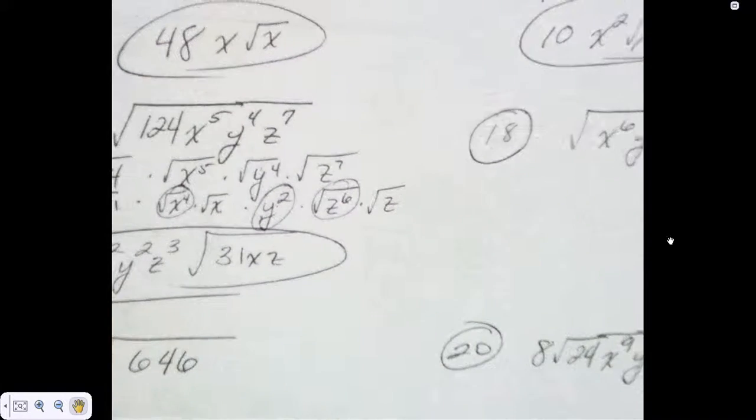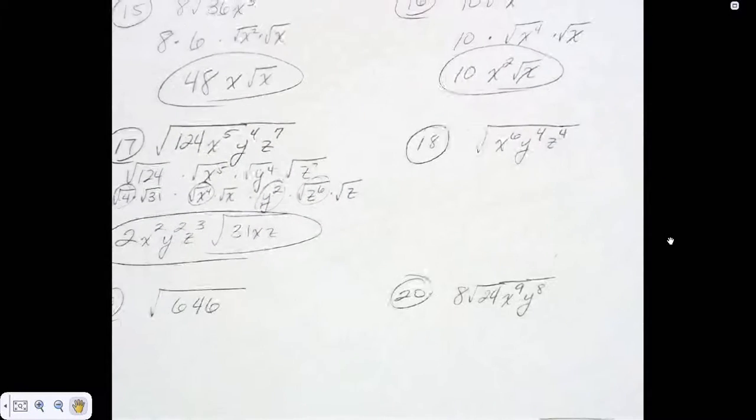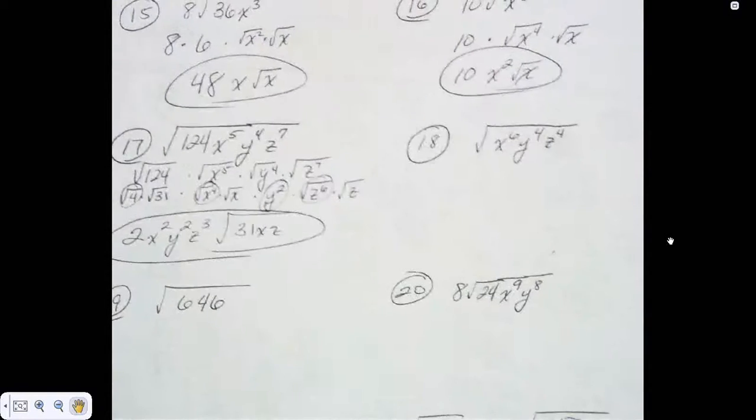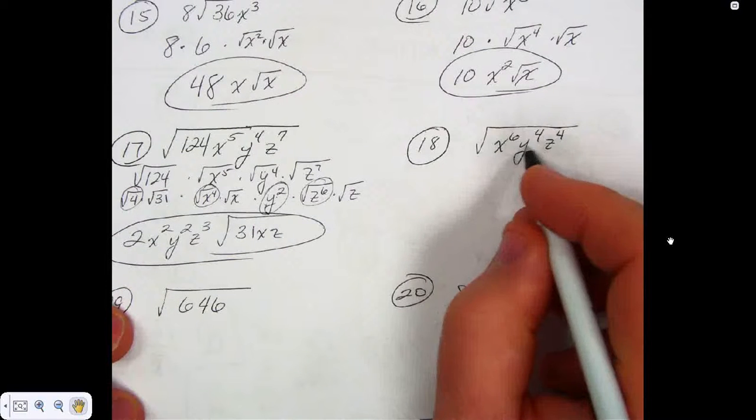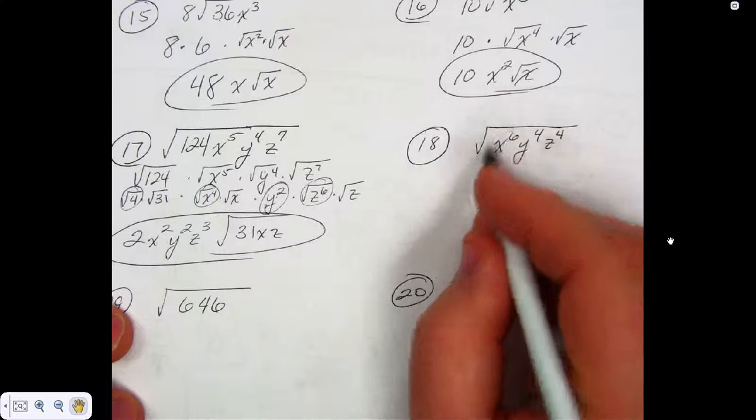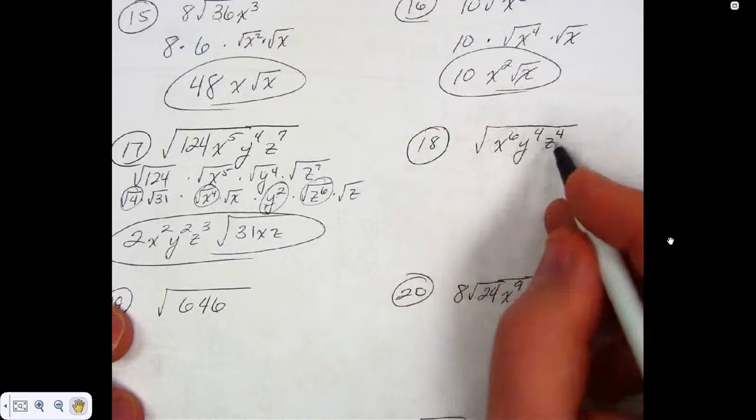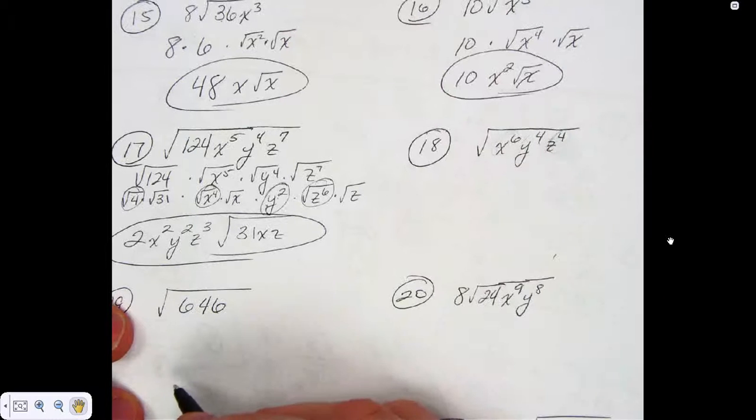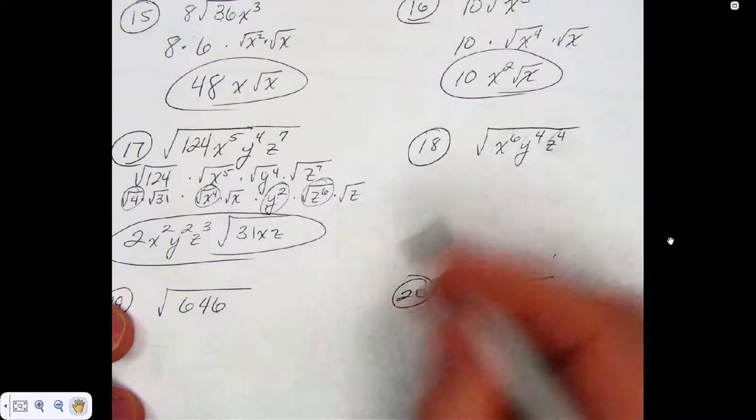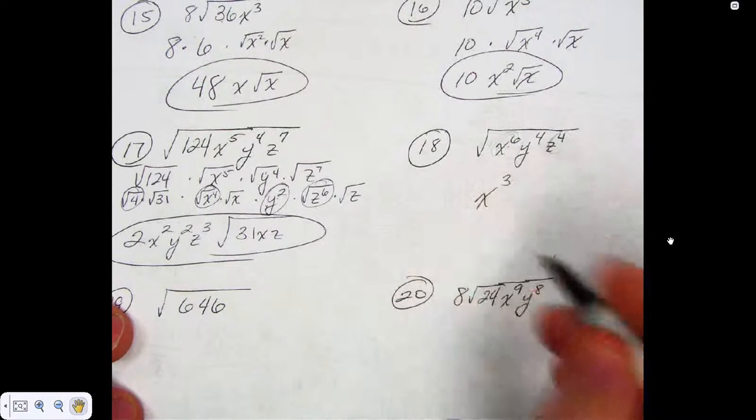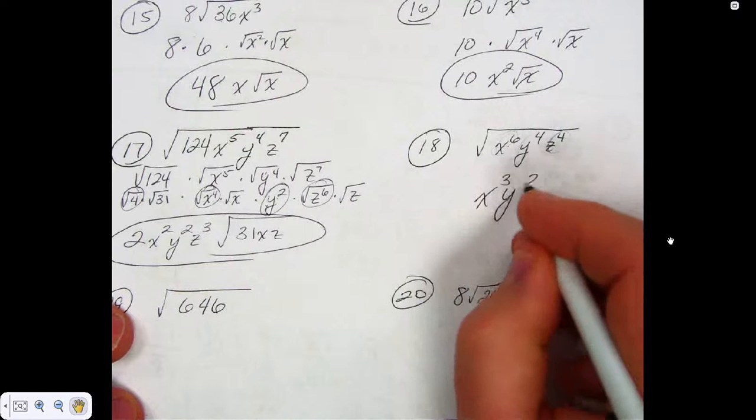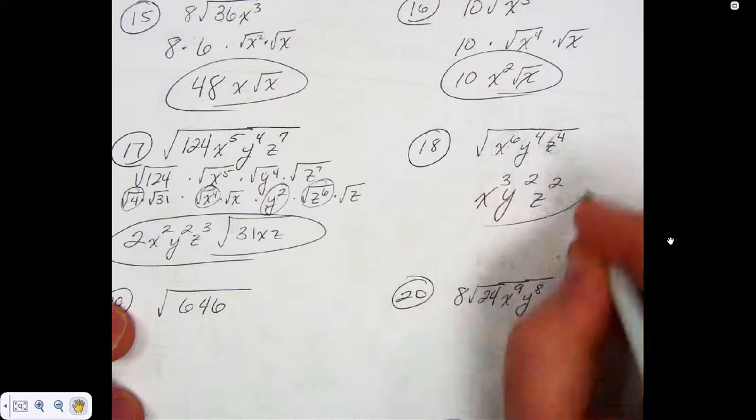Number 18. I just left the numbers out here, didn't I? Is that one even? Is that one even? Is that one even? So the whole thing's a perfect square, isn't it? This becomes x to the what? Y to the, z to the.